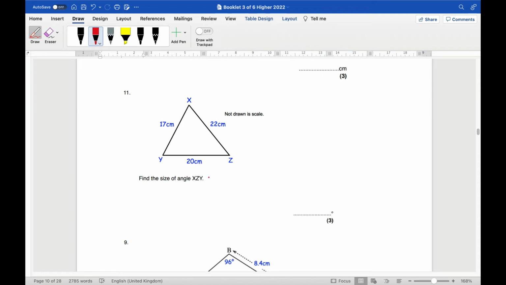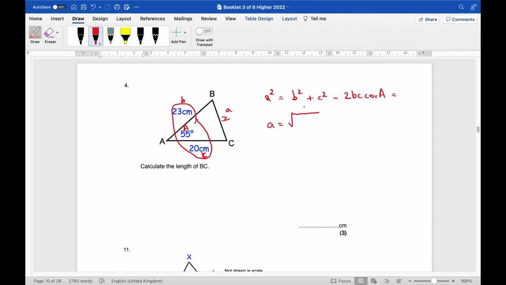This is the dodgy one. Find the size of XZY, which is this angle. Because it's this angle, this becomes big A, so this becomes little a. And the other sides become B and C. Okay? Oh, so dodgy, right? You've got to rearrange the cosine rule. So, if I just show you the cosine rule again, which is here, right?